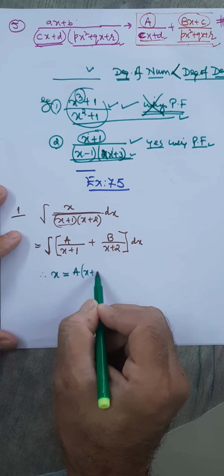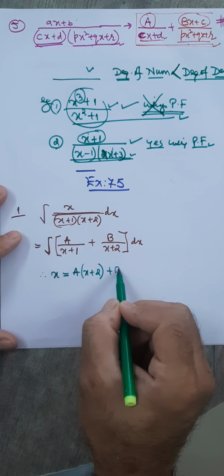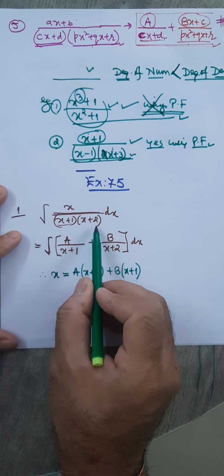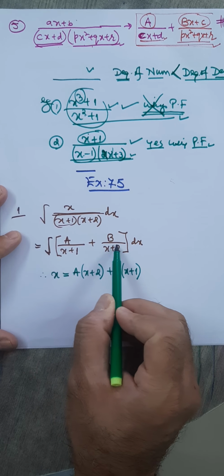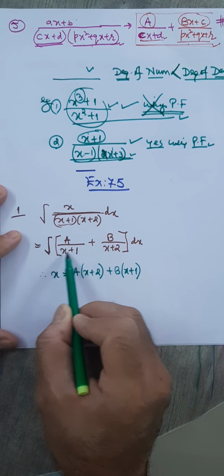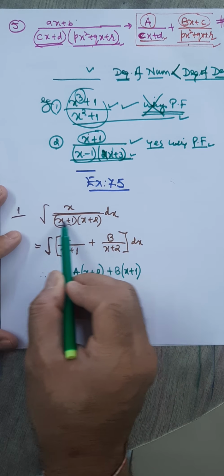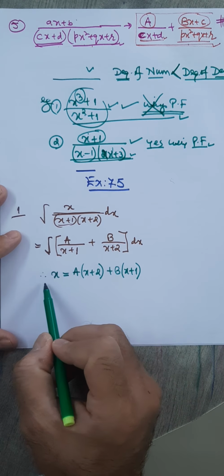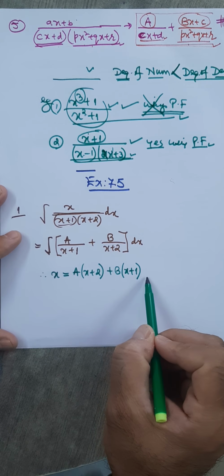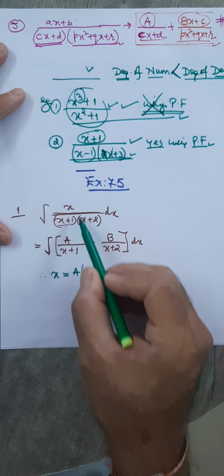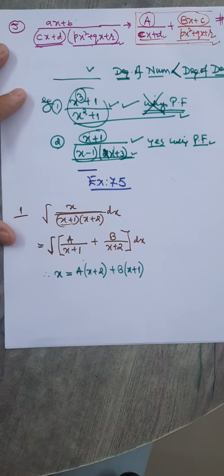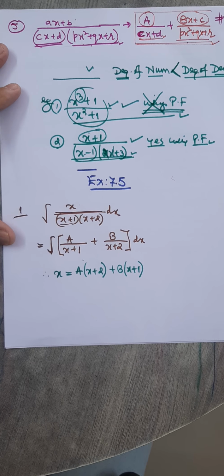A into x plus 2 plus b into x plus 1. Denominators are the same, you can see. If I do cross multiplication, what is the denominator? x plus 1 into x plus 2. What I did, I have just compared the numerators of the previous step and this step.